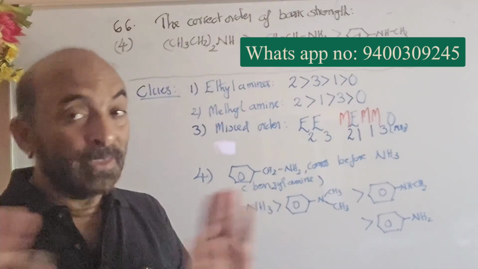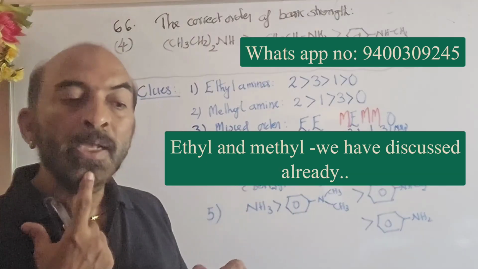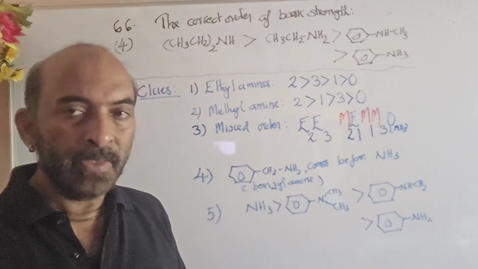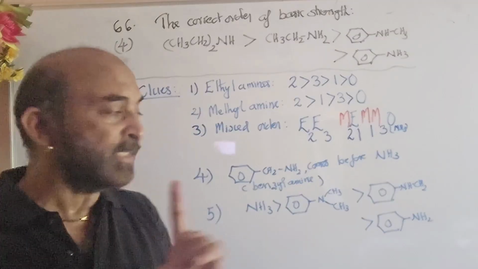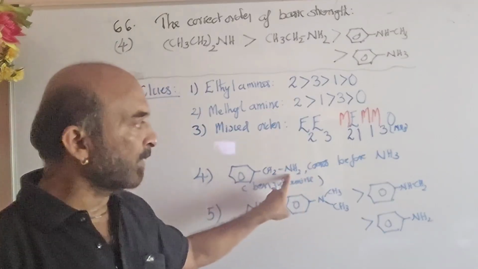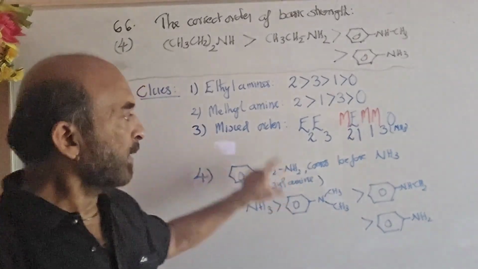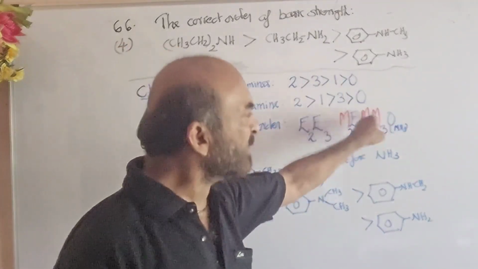Okay. Ethyl, we have described everything. Now we have to include aromatic and one aralkyl. One aralkyl is there, that is benzylamine. Please remember, in this list, benzylamine comes just before ammonia.